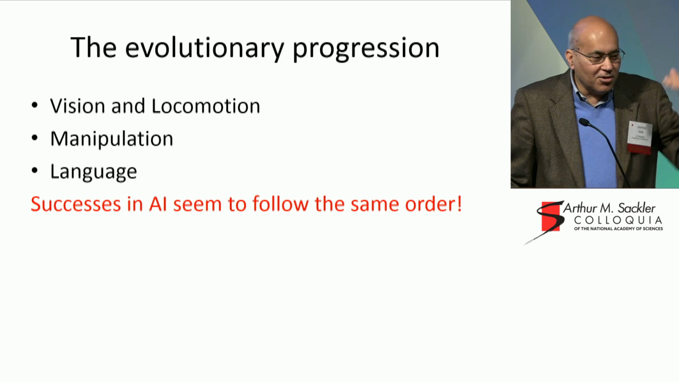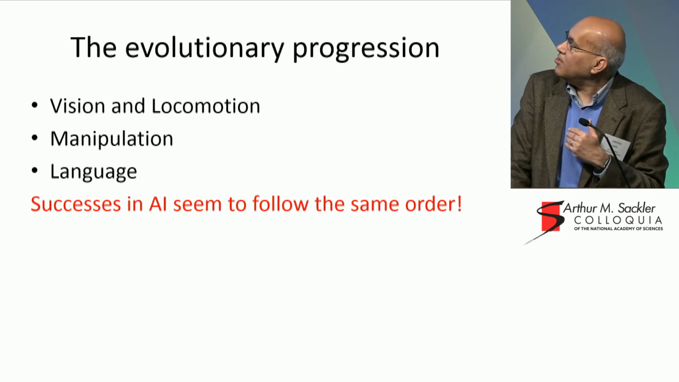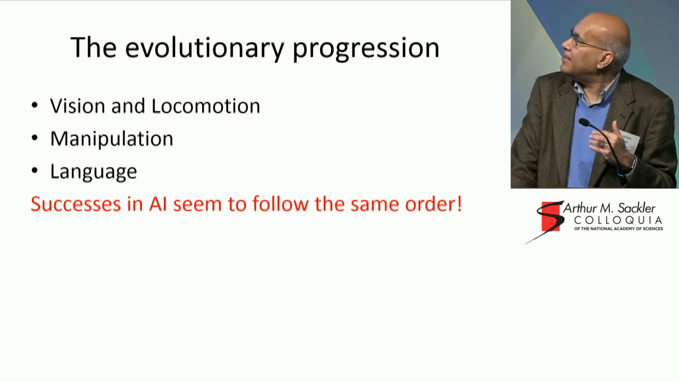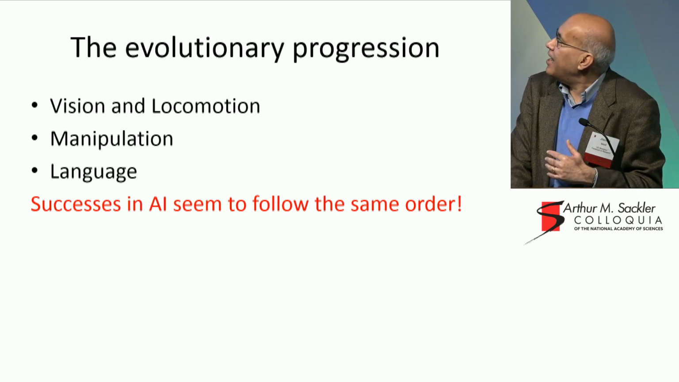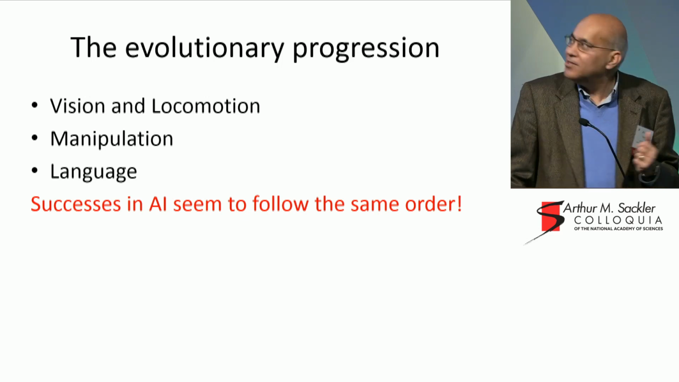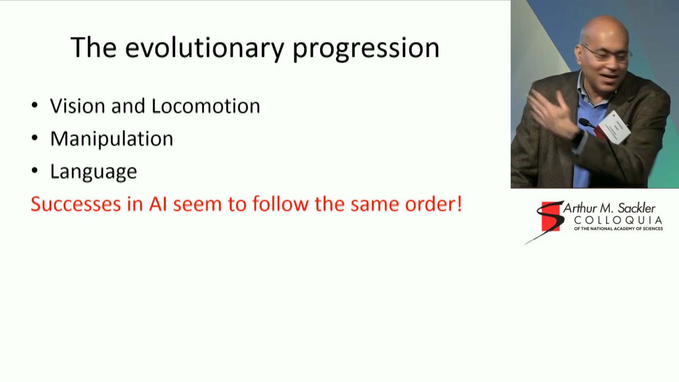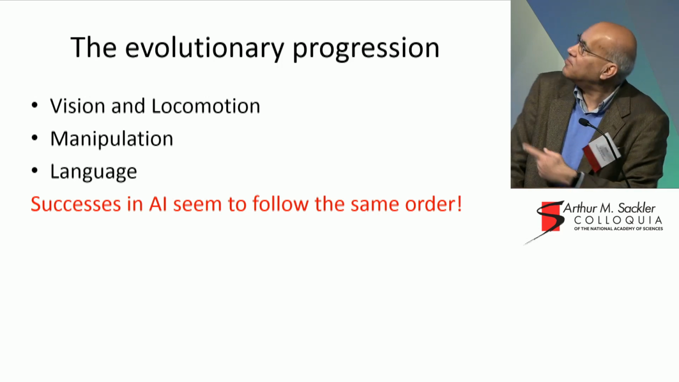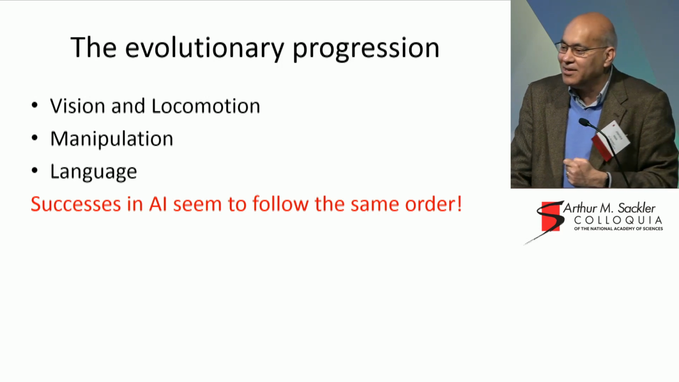So if we think of this order, it starts with vision and locomotion, then manipulation, and then language. And successes in AI seem to follow the same order. So vision and locomotion, well, we heard from Amnon Shashua, the success of his company is essentially about combining vision and locomotion.